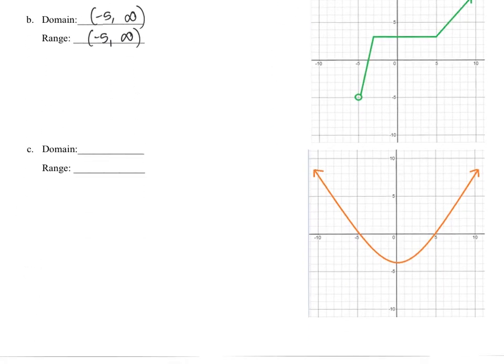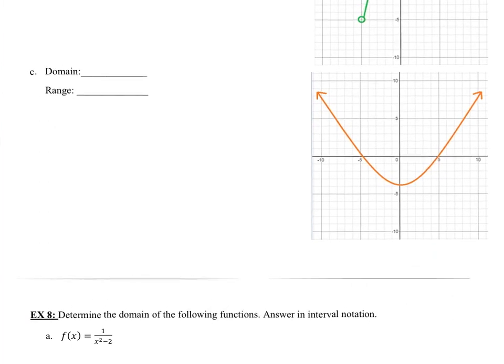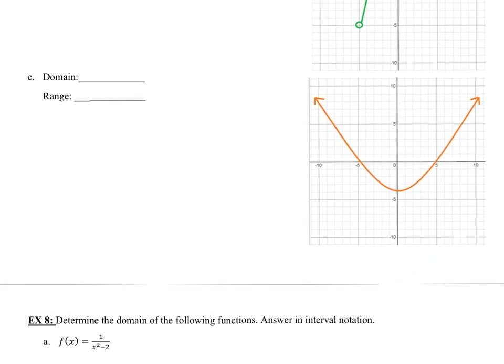Okay, go ahead and try the next problem by yourself. Check in with me in a second. All right, domain. Those are going to be my x values. What is my smallest x value? I don't have one. That arrow indicates infinity. So negative infinity. Up until, beep, beep, beep, beep, ooh, another arrowhead. Positive infinity. Lots of infinities going around.